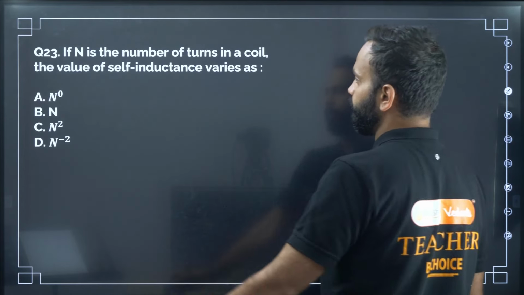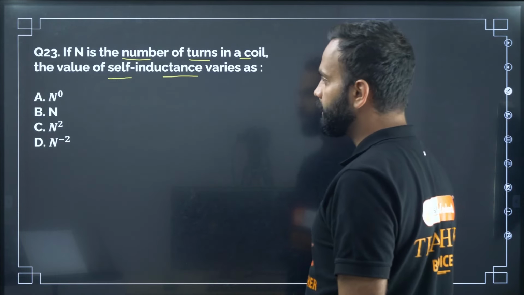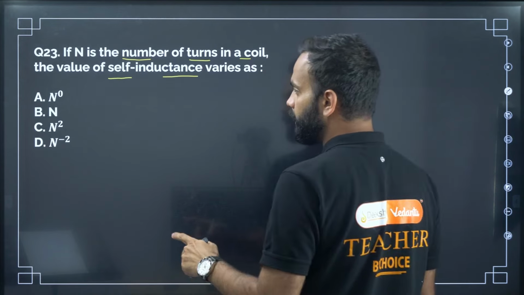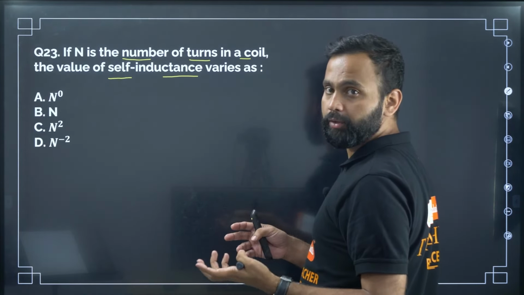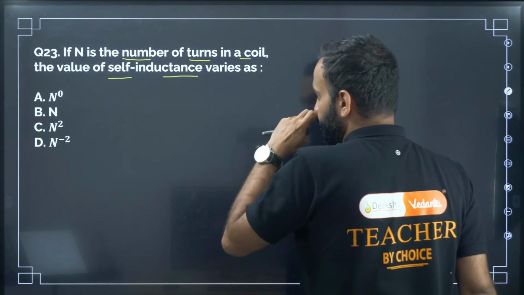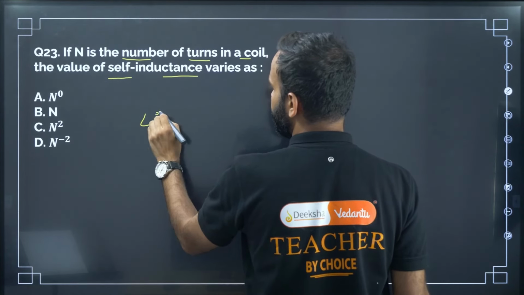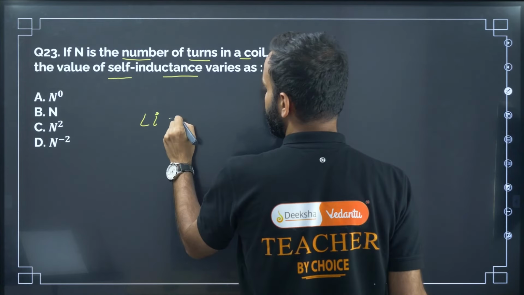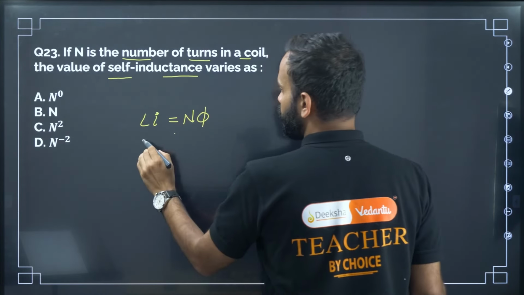Question number 23. If N is the number of turns in a coil, the value of self-inductance varies as. Okay, we need to find the self-inductance, which is directly proportional to N to the power X. We need to find X, I mean, what is the power? So we know the relationship between self-inductance, current and magnetic flux. L into I equal to N into phi, right?